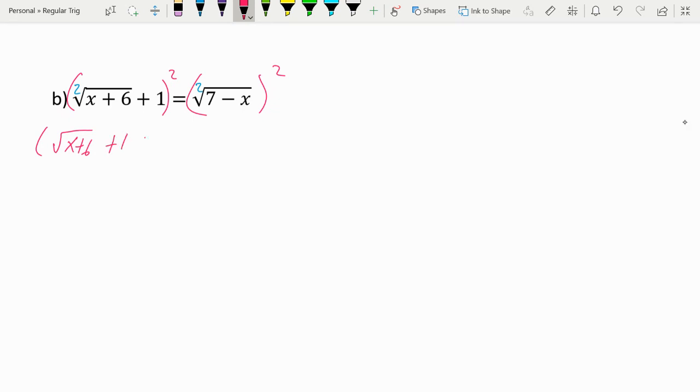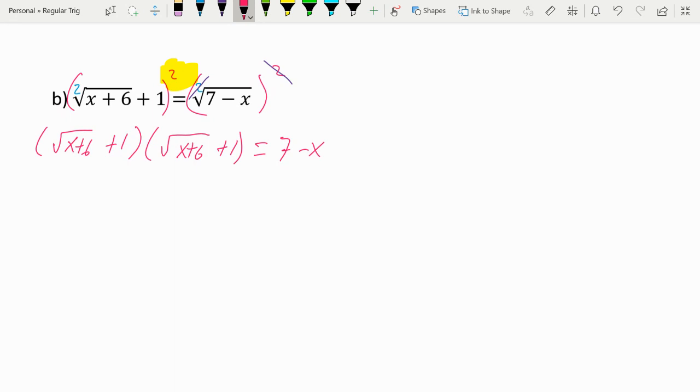Plus 1 is equal to, oh, I'm sorry, I'm getting way ahead of myself. Times, I apologize, guys, times the square root of x plus 6 plus 1. That takes care of those 2 right there. I squared it, so it takes care of that 2. Now, this equals, remember, these cancel each other out, so I'm just left with 7 minus x.